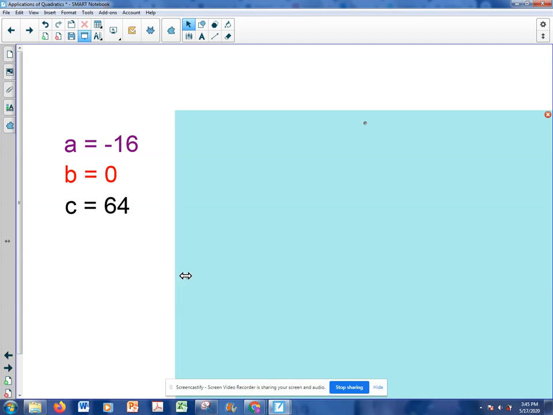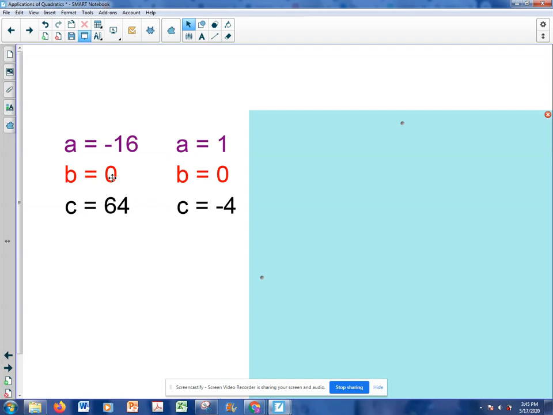So if I divide negative 16 by negative 16, I get 1. If I divide 0 by negative 16, I get 0. And if I divide 64 by negative 16, I get negative 4. That just cleans it up a lot. Please know I'm just showing you guys this. I'm not going to be asking you to do this yet. Come back to me in Algebra 2, and you'll be doing this.